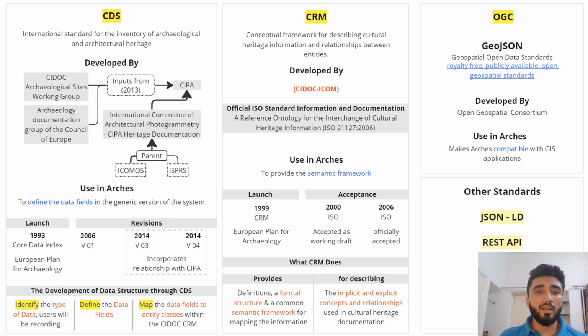Then the second is the ontology, which is the conceptual reference model developed by CIDOC. So this provides a framework for describing cultural heritage information and the relationships between them. It defines entities, that is data fields, and their relationships, offering a common structure for managing inventories.